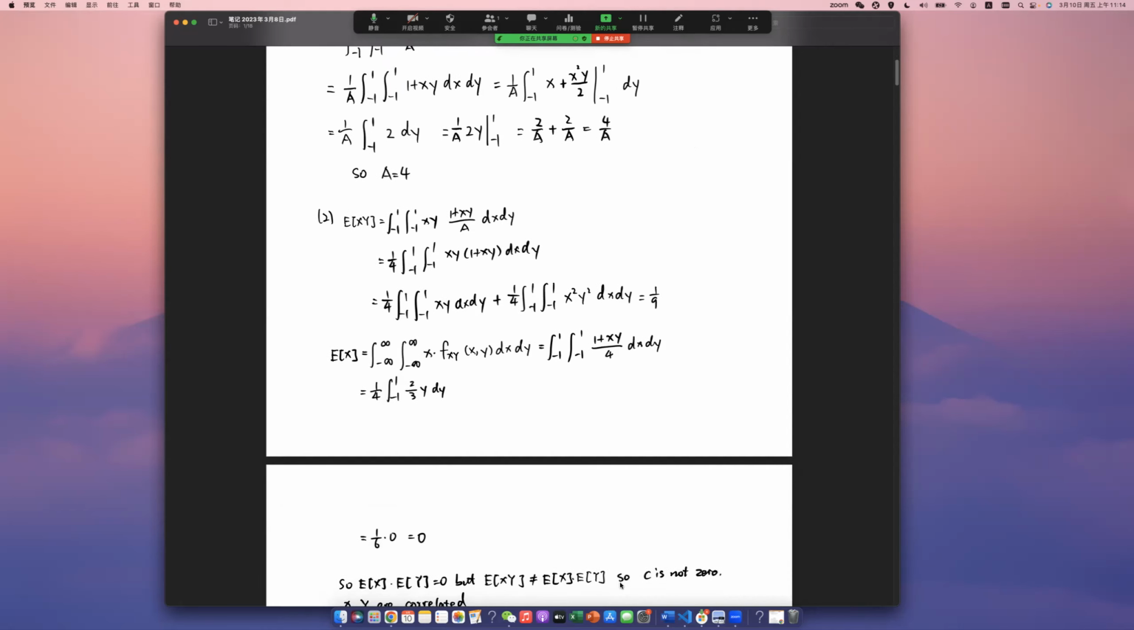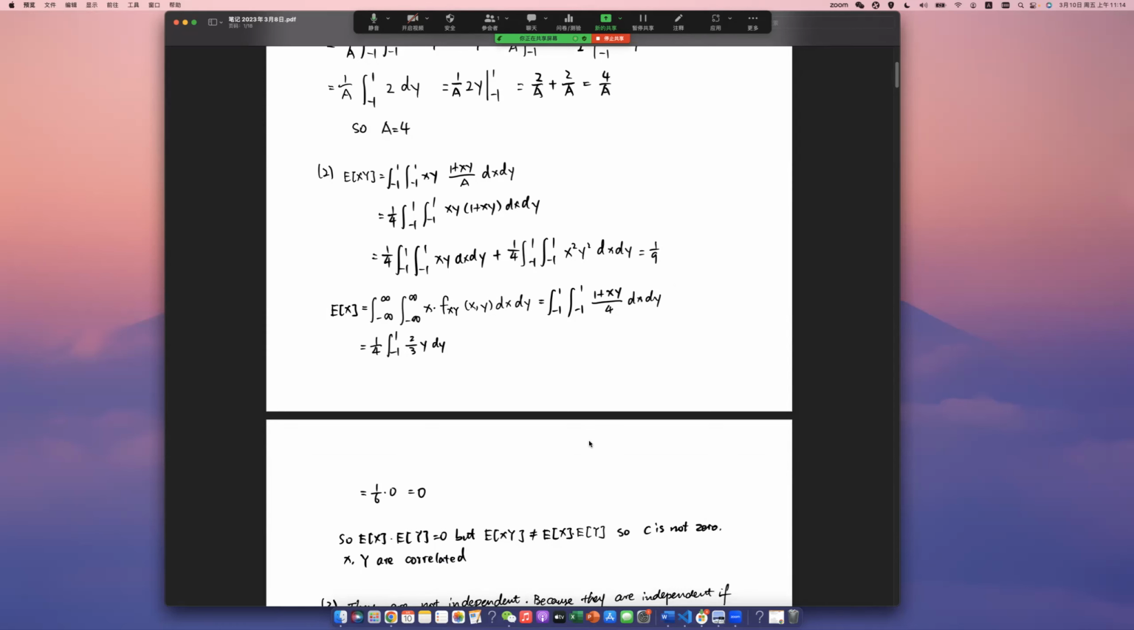So from this we know that no matter what the expected value of Y is, the expected value of X times the expected value of Y should equal 0. However, from the previous part, we see that the expected value of XY is not 0, so they are correlated.